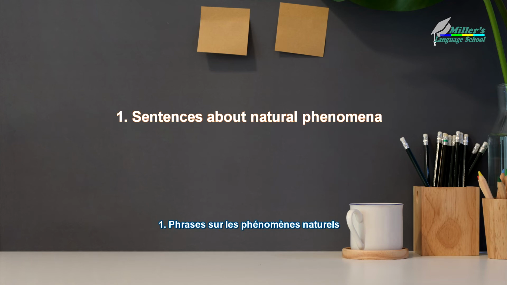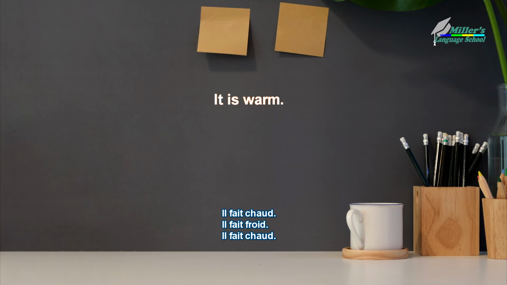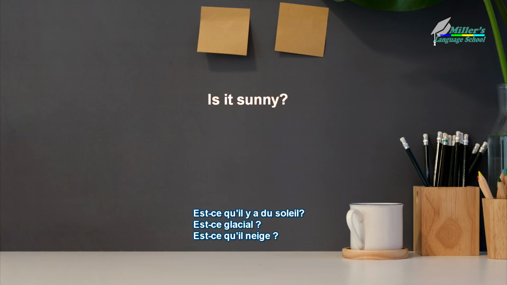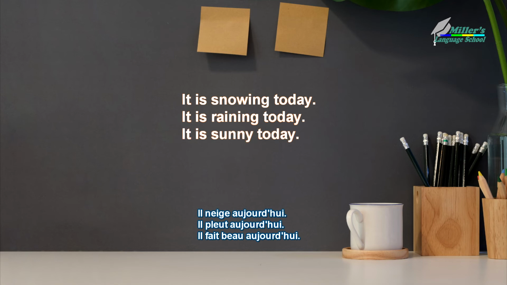1. Sentences about natural phenomena. For example, it is warm. It is cold. It is hot. Is it sunny? Is it frosty? Is it snowy? It is snowing today. It is raining today. It is sunny today.